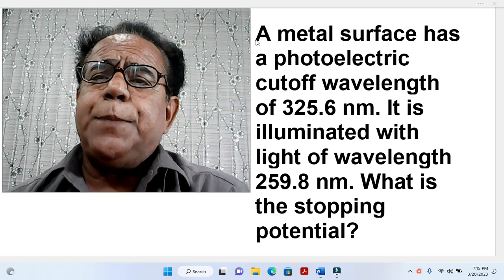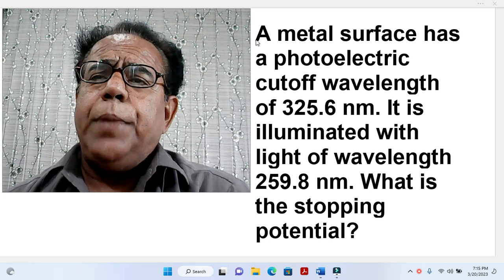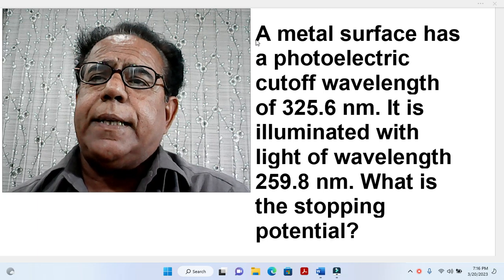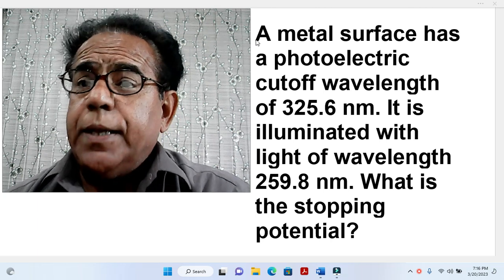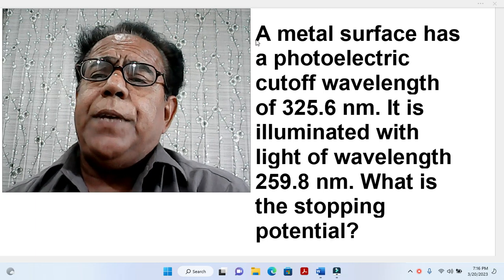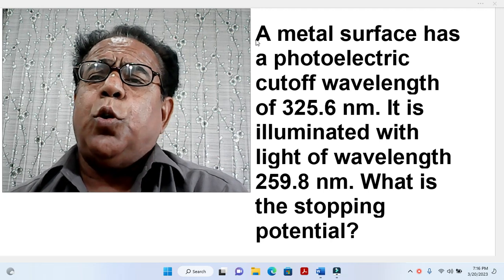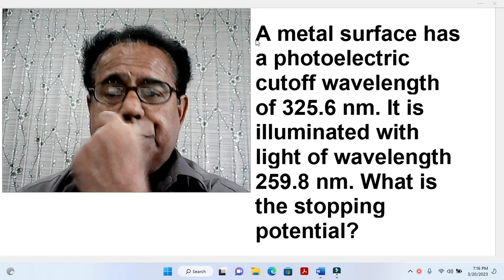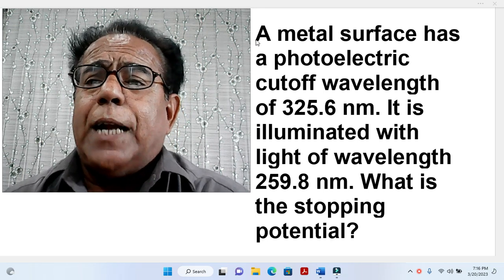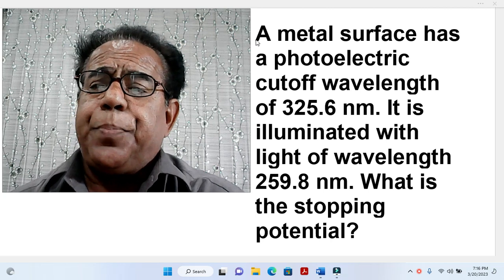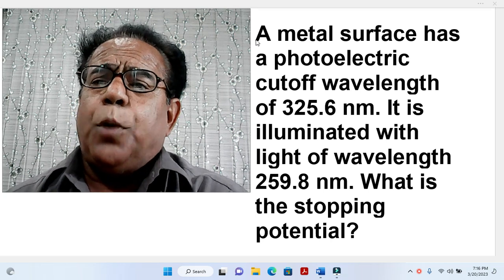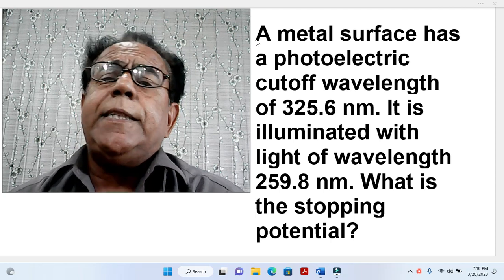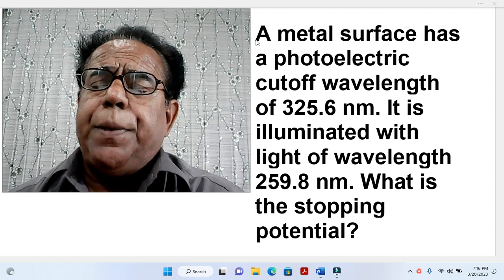This is our next problem, chosen from the book Modern Physics by Kenneth S. Crane. Dear students, our previous problem was also to some extent related to this problem. The previous problem was also about cutoff wavelength, and this problem is also regarding cutoff wavelength. However, in this problem we have to find out the stopping potential.